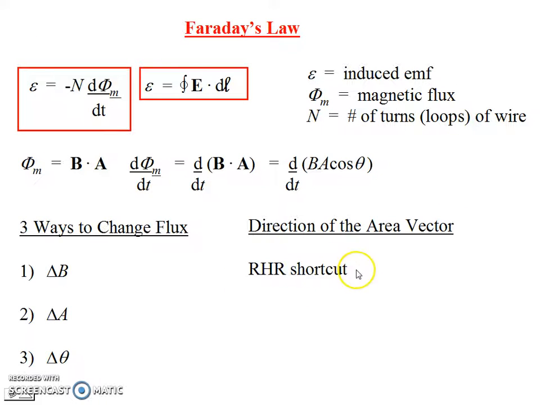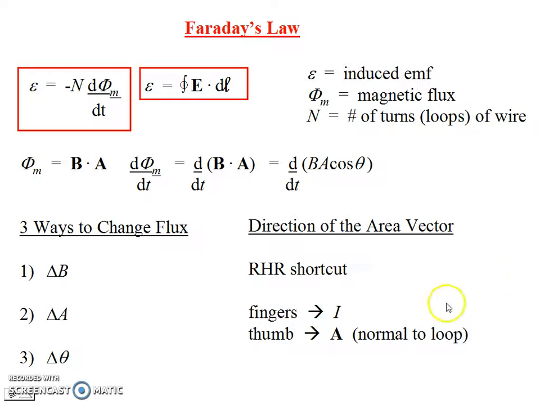And you might recall it is the right-hand rule shortcut. Just to refresh your memory, this is when there is a loop of wire and the current is flowing through the loop. You follow the current with your fingers, you stick your thumb out, and that's going to show the direction of the area vector. Specifically, it's going to be normal to the loop, but there's two different ways normal. This will get you the correct direction of the area vector with respect to the loop of wire.